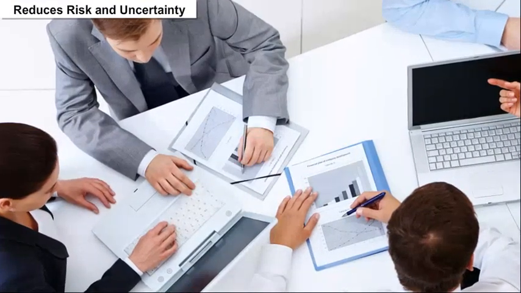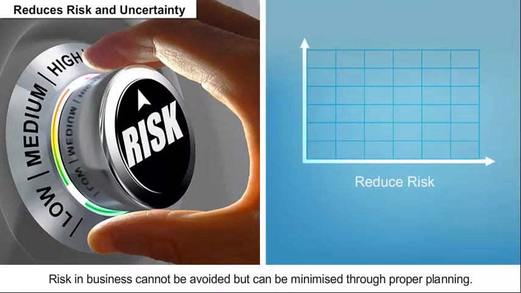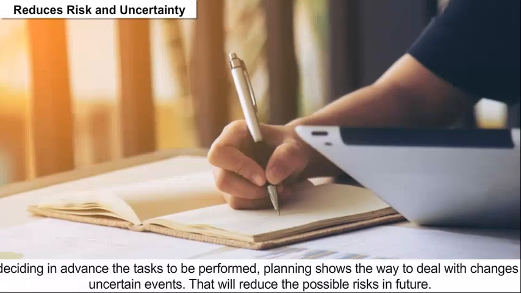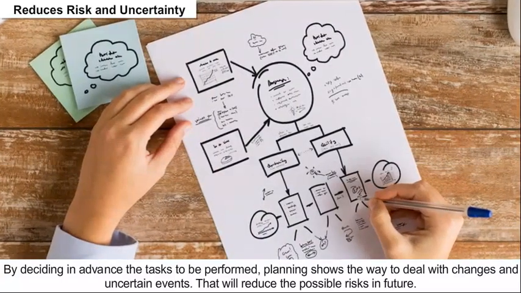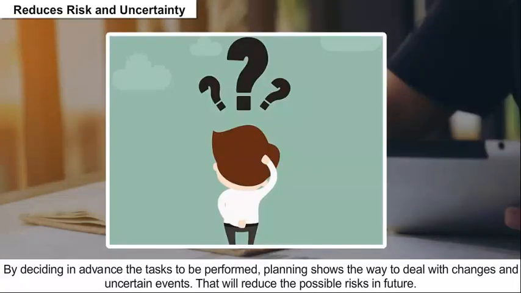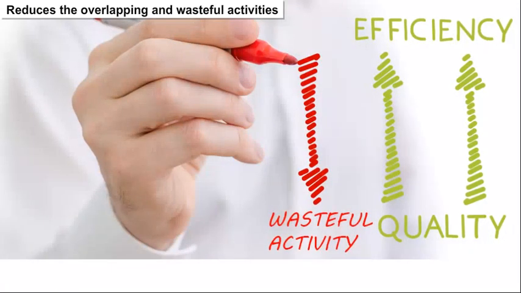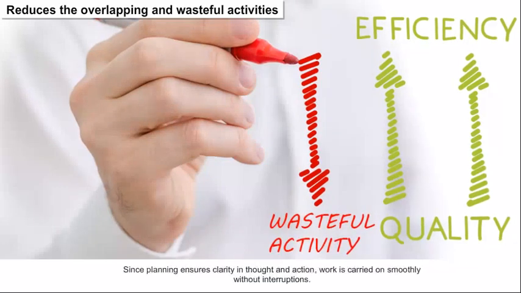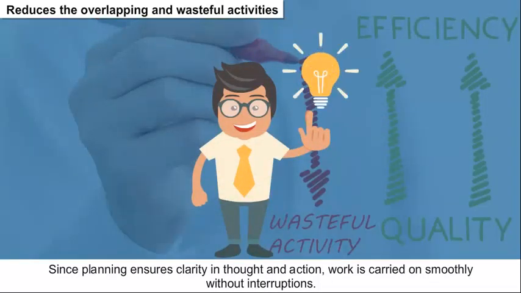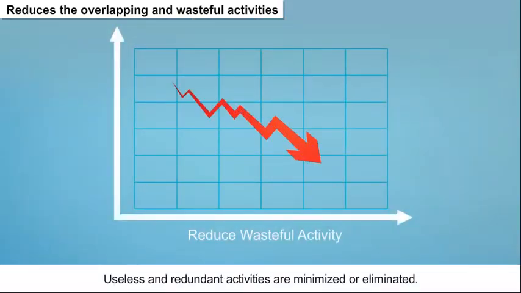Reduces risk and uncertainty. Risk in business cannot be avoided but can be minimized through proper planning. By deciding in advance the tasks to be performed, planning shows the way to deal with changes and uncertain events that will reduce the possible risks in future. Reduces the overlapping and wasteful activities. Since planning ensures clarity in thought and action, work is carried on smoothly without interruptions. Useless and redundant activities are minimized or eliminated.